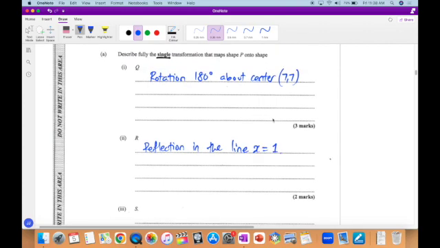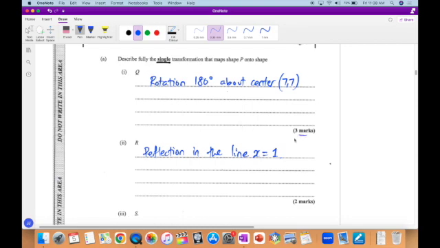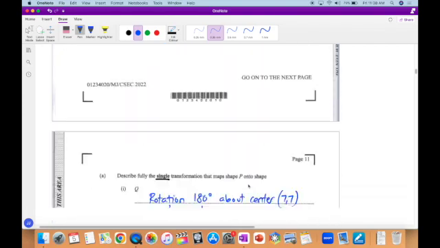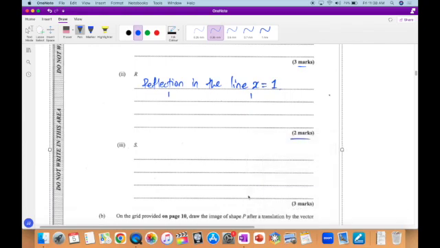Right? And you can see how many marks you gain. 3 marks here because you have rotation 180 degrees about 7, 7. That is your 3 marks there. 2 marks there because we have reflection in the line x is equal to 1. You could easily see the marks you gain here. Right? And the last one is S, right?